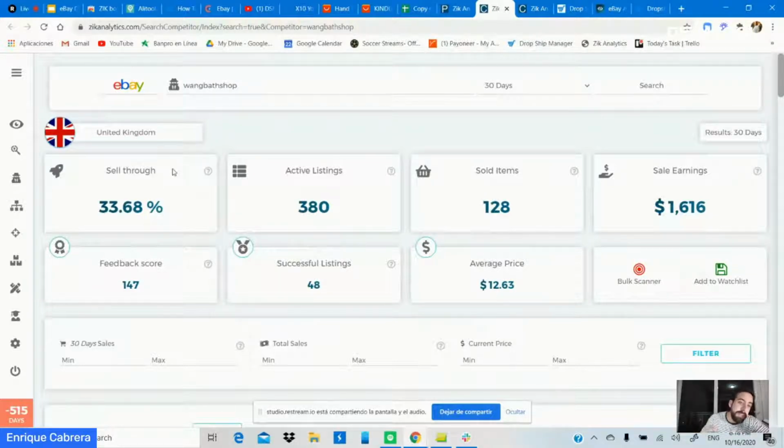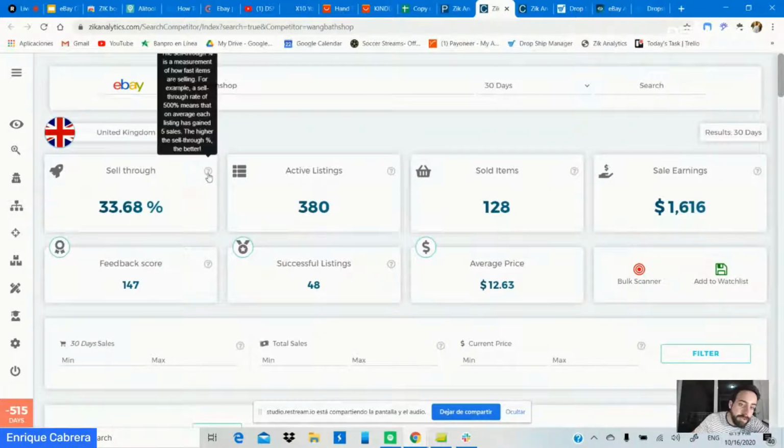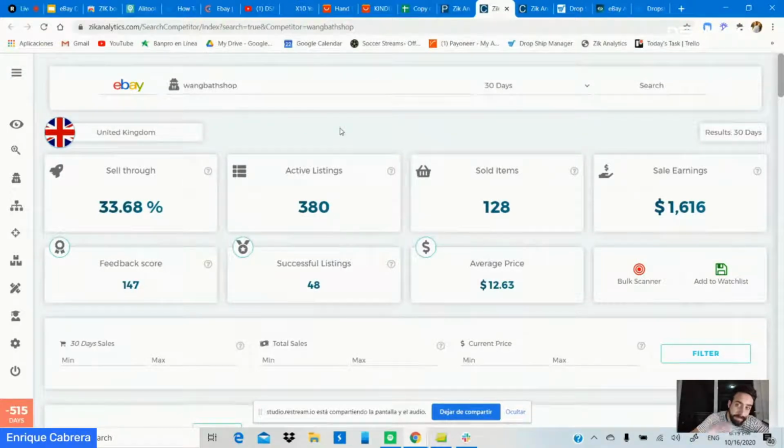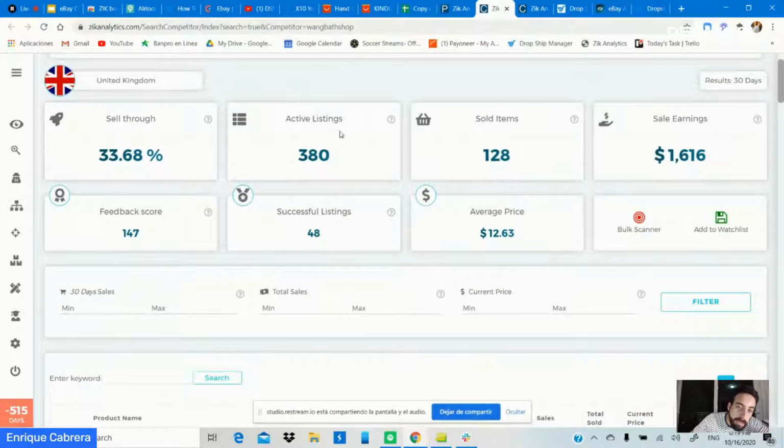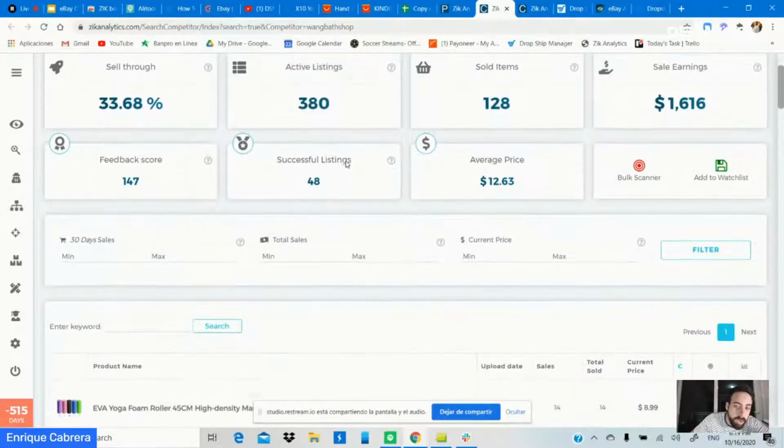Anything below 100 means that they're not too good, but that doesn't mean they don't have good products that you can source. This explanation right now is only focused on following sellers. I just want to be specific on that. So once you see the sell-through rate, this person has 33.68%. Not great, not 100 or 500, but it's fine. We're trying to look for products anyway. And then you have the active listings, how many listings this person has overall.